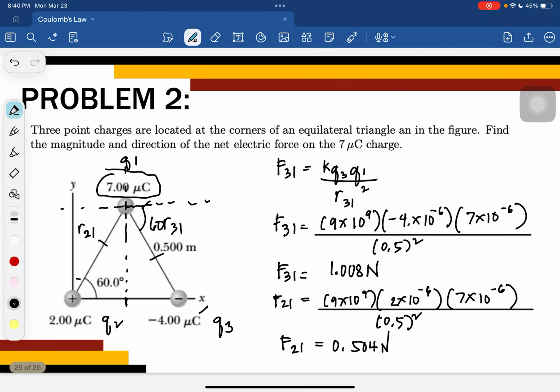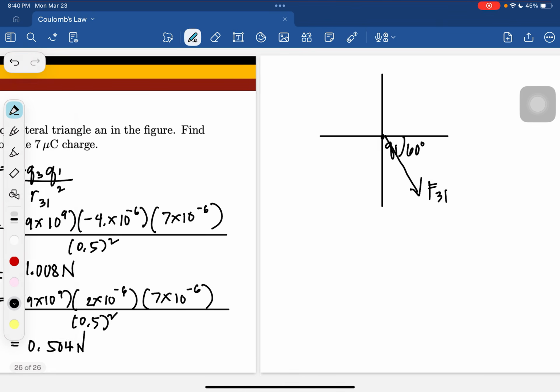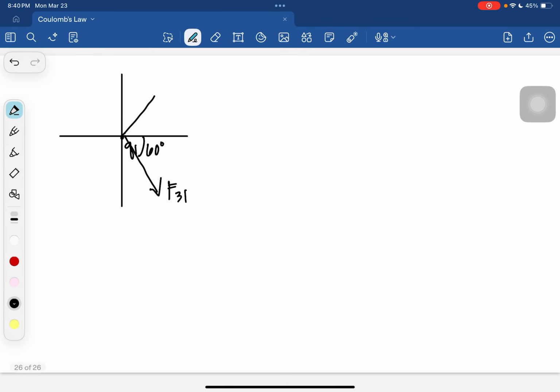What about the relationship of 2 and 1? So both of them are positive, so it will go away. So it's going to go the other way. So it's going to be going here. So this is now my F21. So this is also 60 degrees. So you already have what you need to be able to solve the resultant force.